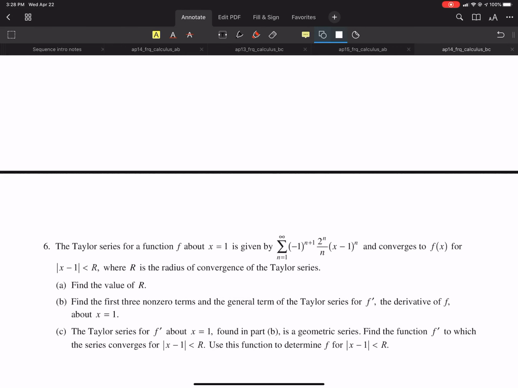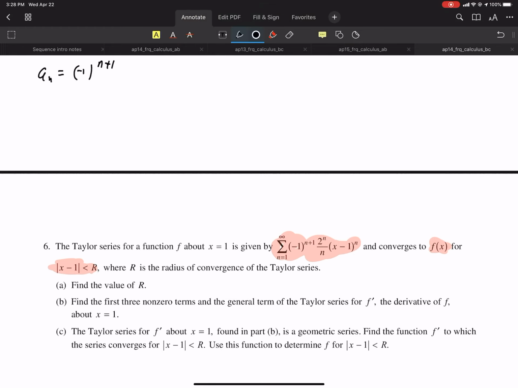Let's take a look. So we're given the formula for the series for the function f of x, and they want the radius of convergence, r. So we're going to have to use a ratio test to find this. We have a general term, a sub n, given. That's n plus 1.